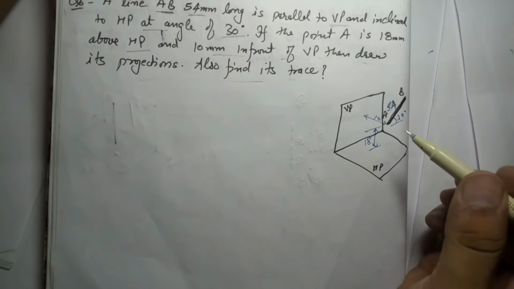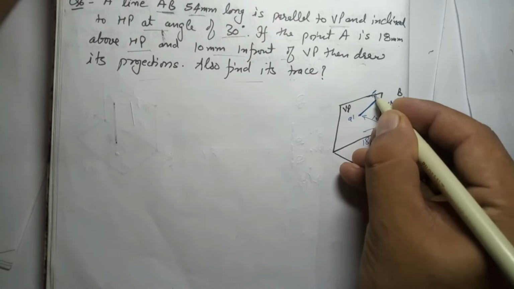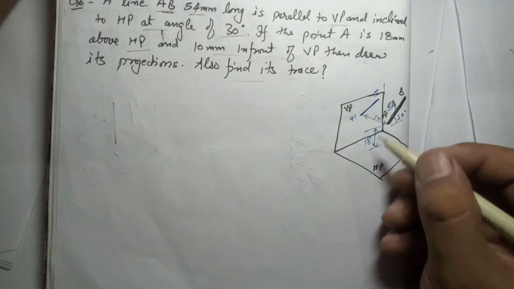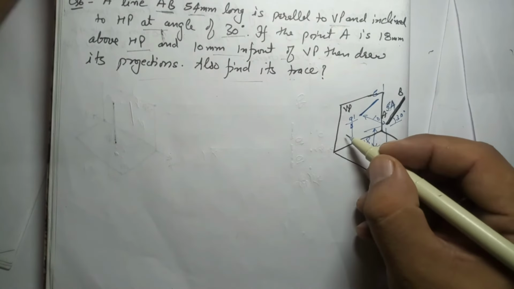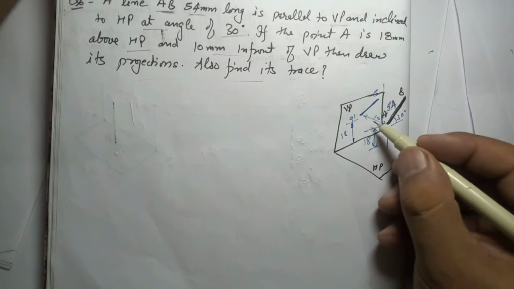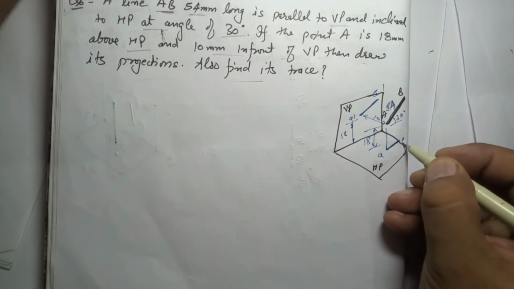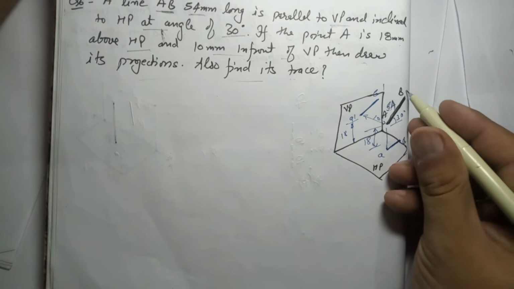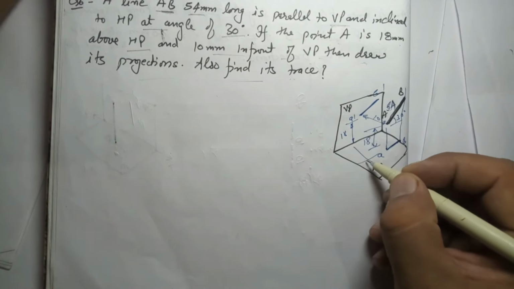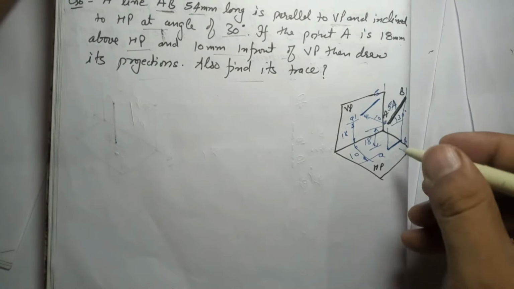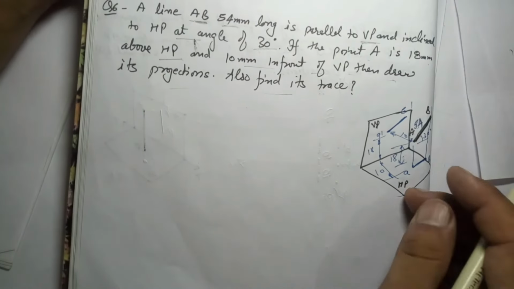When you see the front view from this side, you can see the A dash B dash line, an inclined line with true length 54, and at what gap from XY? The gap given is 18 mm. And when you see the top view, you will see a point A and a straight line of reduced length to B, the projection of point B. The gap given here is 10 mm, so you will see this 10 mm gap. When you rotate, the 10 mm gap remains and this line will go down. So let's see how to draw the solution.